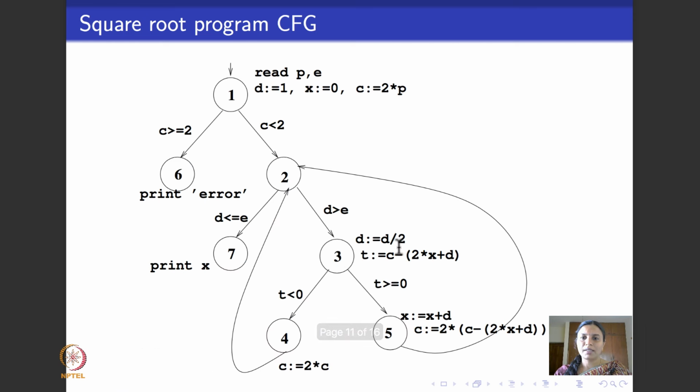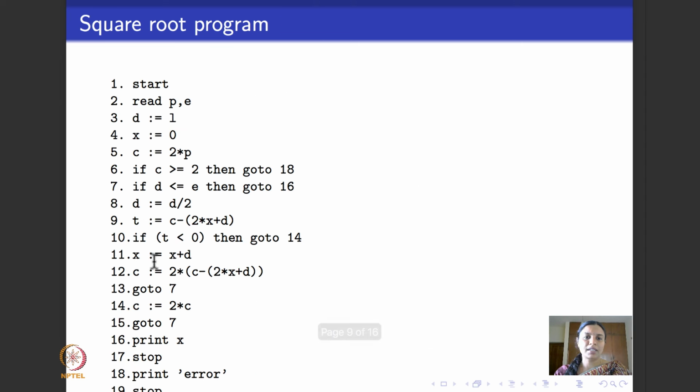Otherwise d is greater than e, you come here, d is equal to d by 2, statements 8, 9, 10. So d is equal to d by 2, statement 8; t is equal to c minus 2 into x plus d, statement 9; and the decision at 10 is also modeled here. Decision could be positive or negative. It checks if t is less than 0.